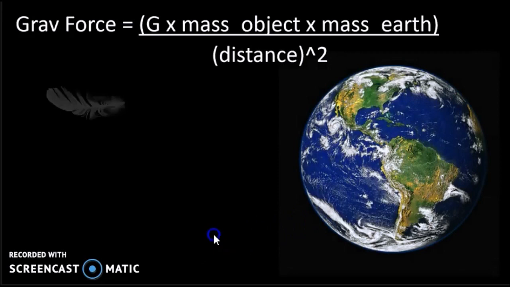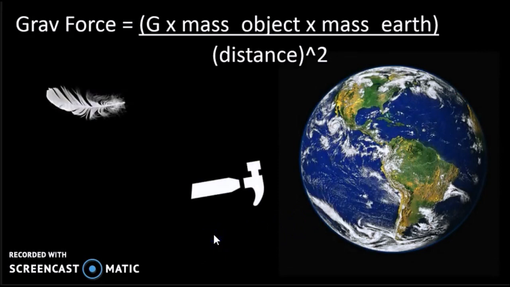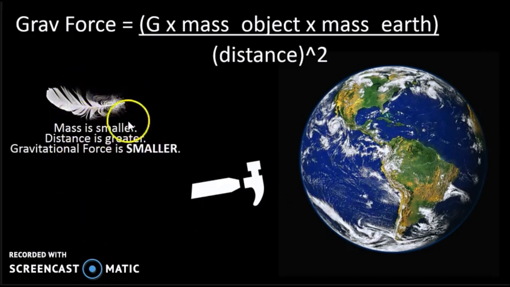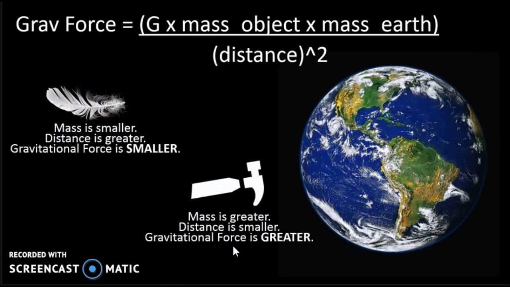So here we have the Earth, and here we have a feather and a hammer, and when you compare the feather to the hammer, its mass is smaller, its distance to the centre of the Earth is greater, and therefore the gravitational force between the Earth and the feather is smaller. And when you compare the hammer to the feather, its mass is greater, the distance between the hammer and the centre of the Earth is smaller, and therefore the gravitational force between the hammer and the Earth is greater than that between the feather and the Earth.